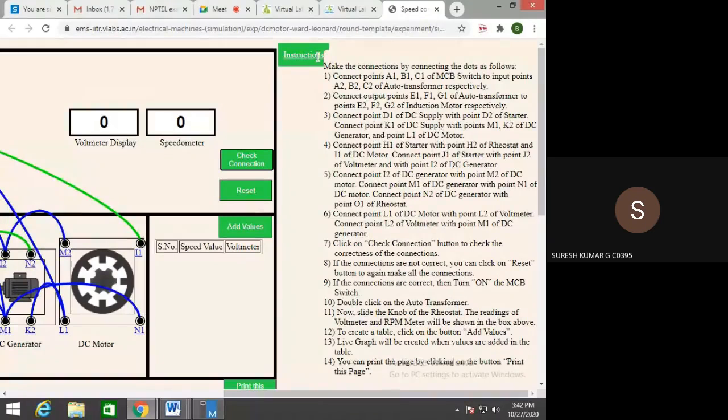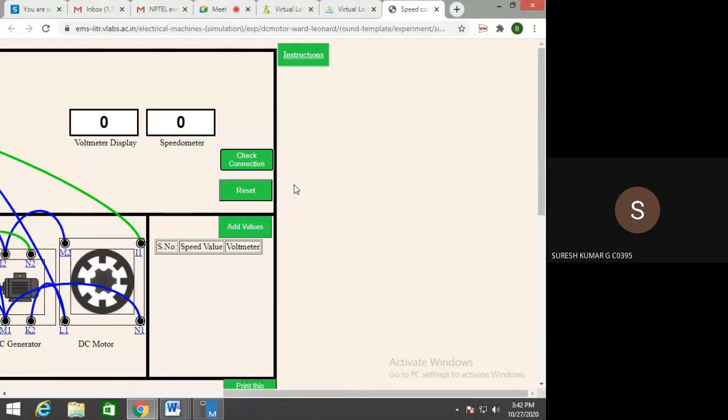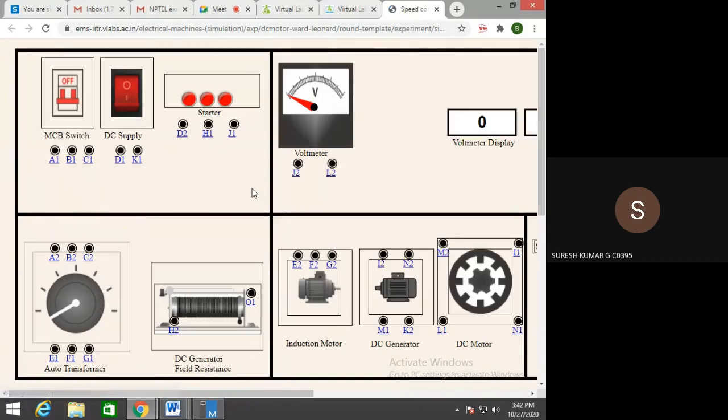So please see the instruction. Some wrong connection. A1 to correct.